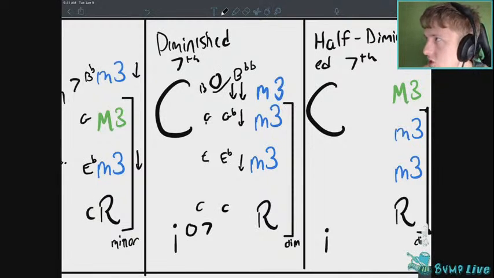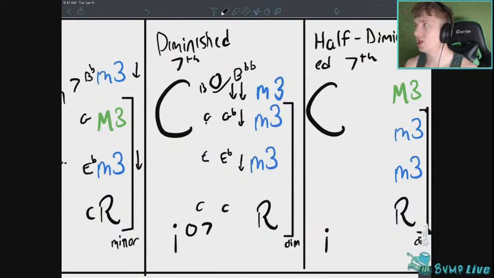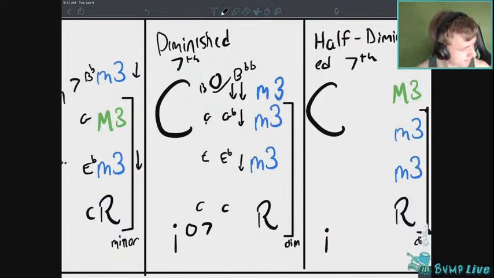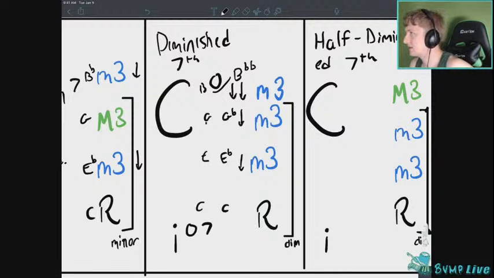So C, E, G, B. We can't have C, E, G, A, because that would not be separated out by thirds. That would be like getting up to a sixth instead of a seventh.